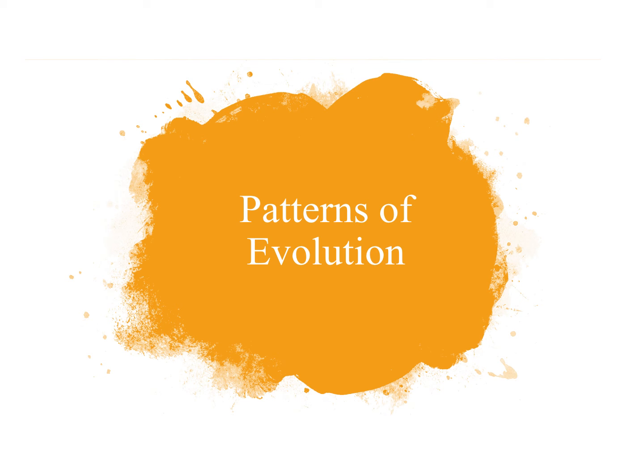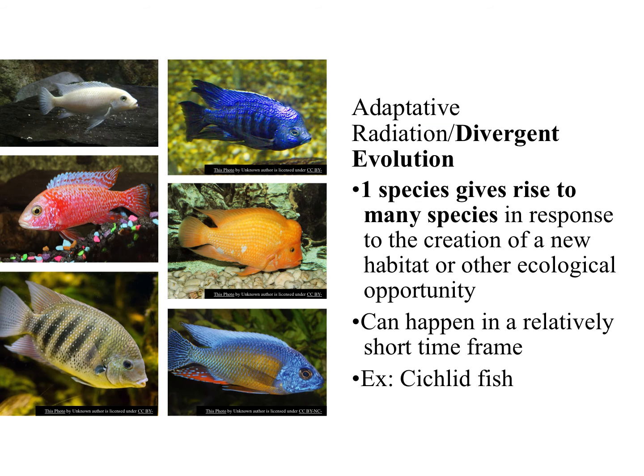And then finally, I want to just talk about a few patterns of evolution. Our first pattern, our textbook calls it adaptive radiation, but I think a more popular term that you'll see elsewhere is divergent evolution. This is just when one species gives rise to many species. And this happens when there's something new that comes about, like new habitat, some sort of new ecological opportunity. A lot of times this happens after mass extinctions. Okay, so think if there's a mass extinction, there could be a lot of opportunity for expansion and growth.